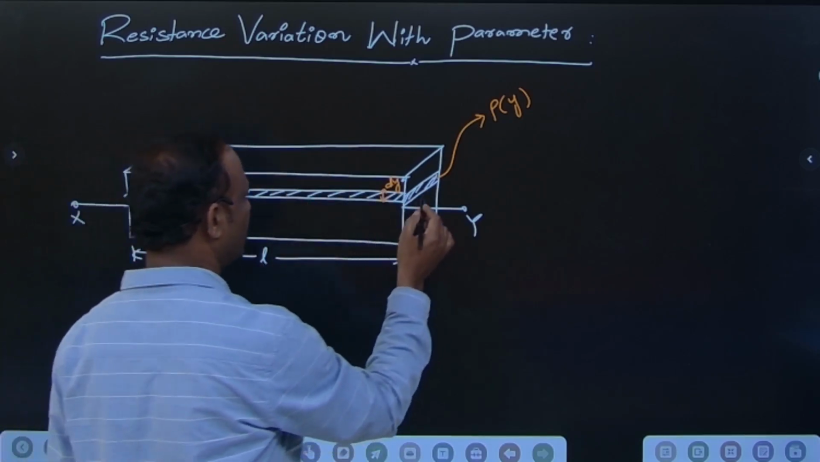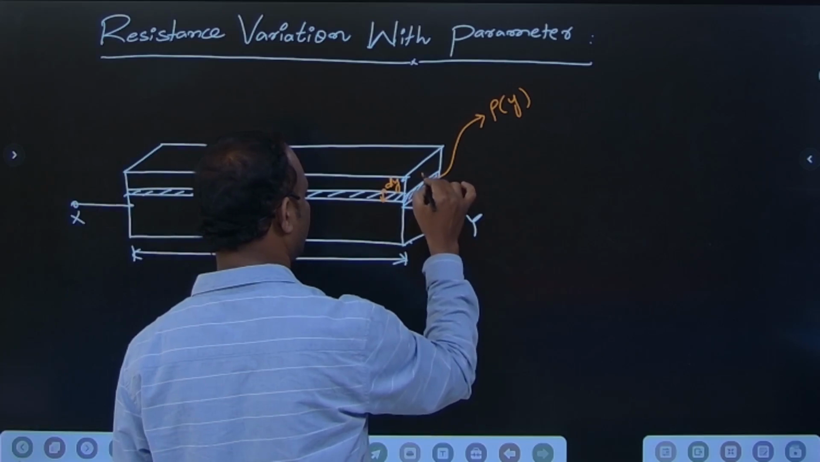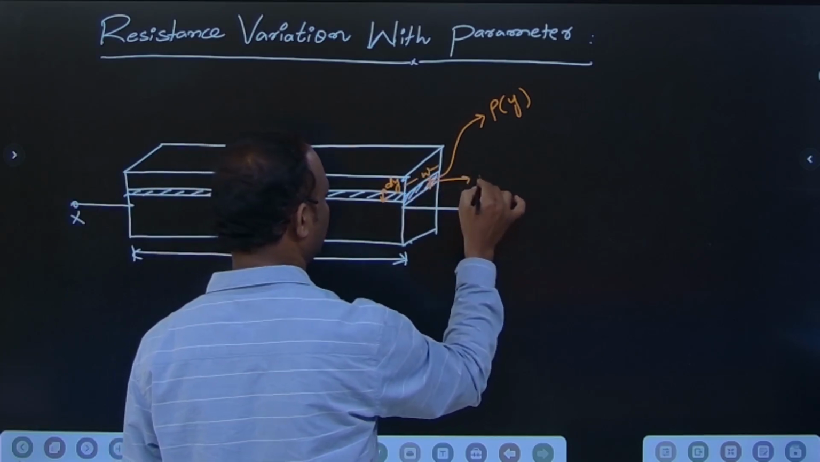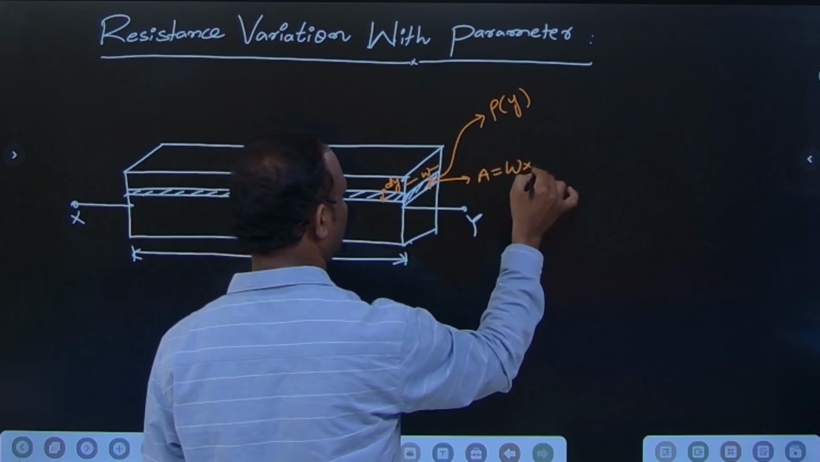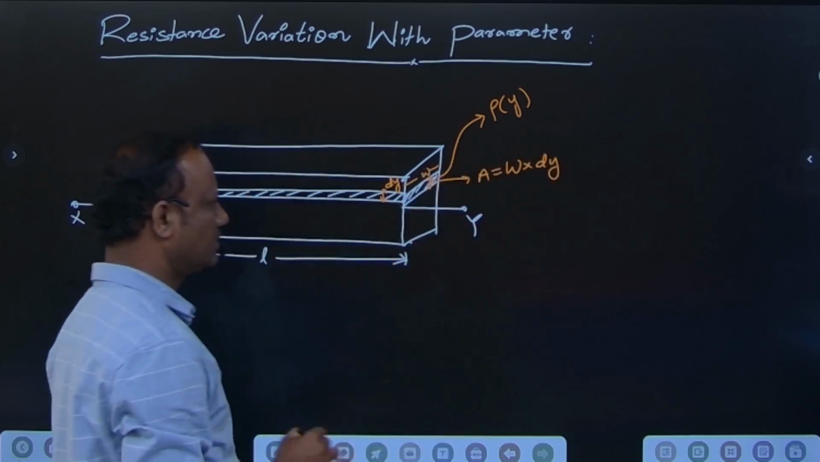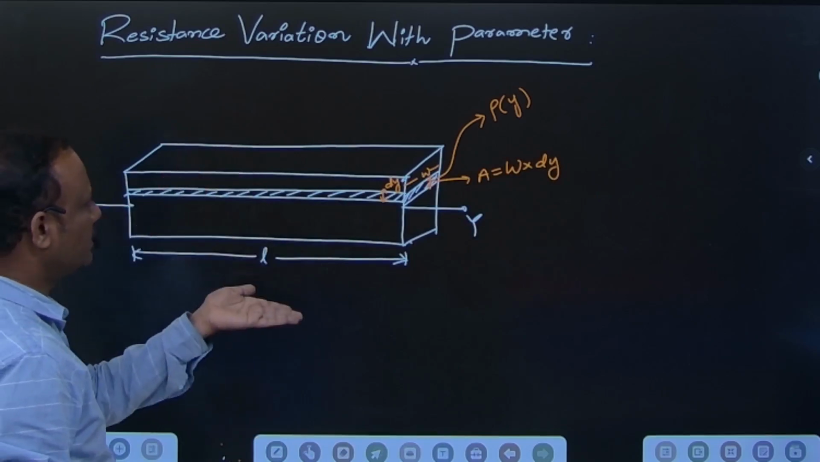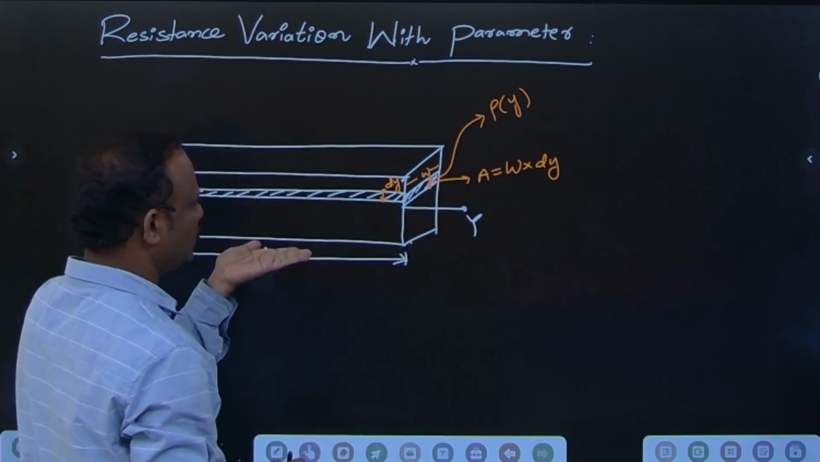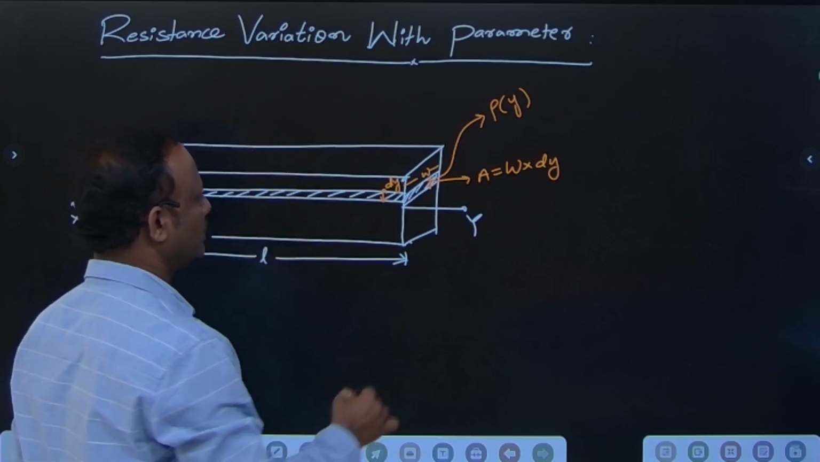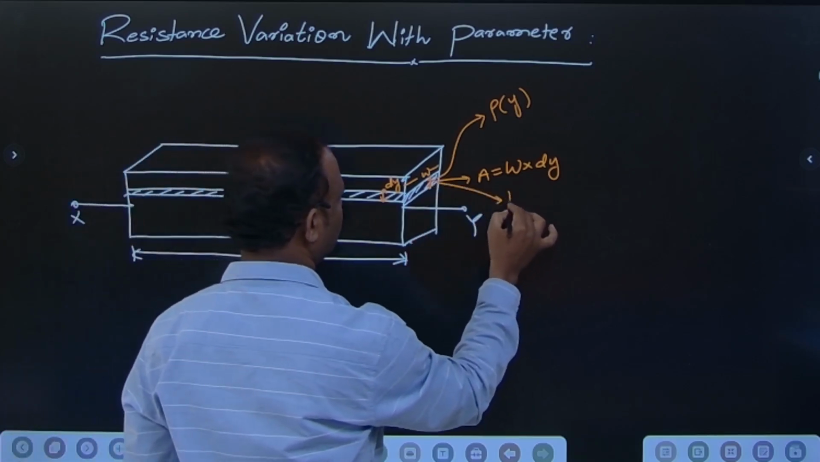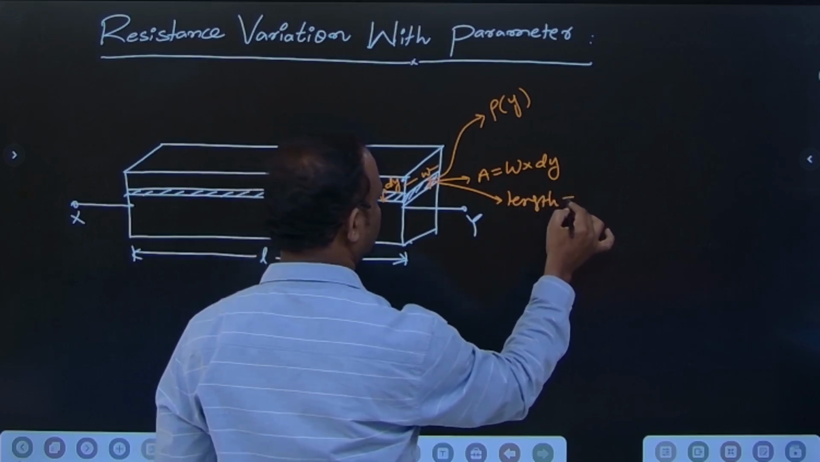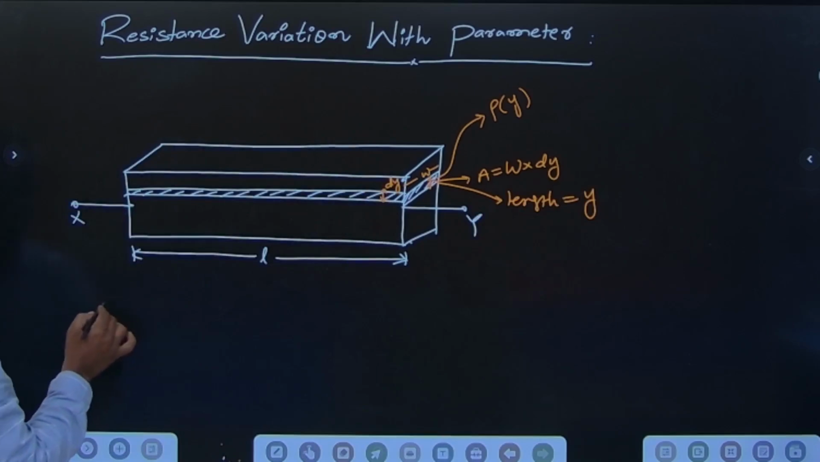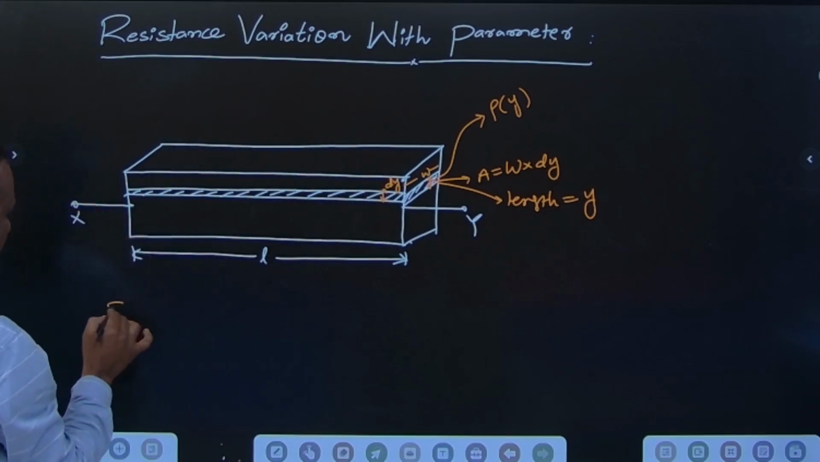And what is the area of this? For example, its width is w. So this is dy. Now its area A is equal to w into dy. What is the length? Actually, from where to where? This is L, but it is changing with respect to this point. So its length is y. Now we can talk about dr, the elemental resistance.